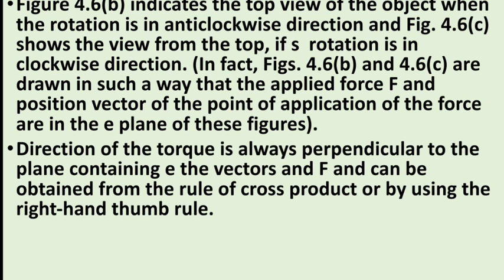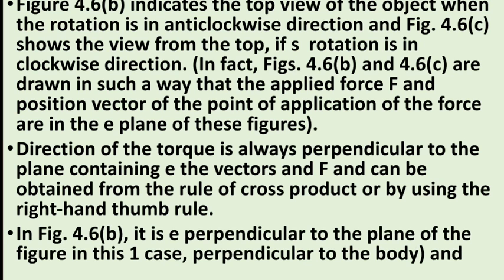Direction of the torque is always perpendicular to the plane containing the vectors R and F, and can be obtained from the rule of cross product or by using the right hand thumb rule. In figure 4.6b, it is perpendicular to the plane of paper, in this case perpendicular to the body and outwards, that is coming out of the paper, while in figure 4.6c it is inwards, that is going into the paper.